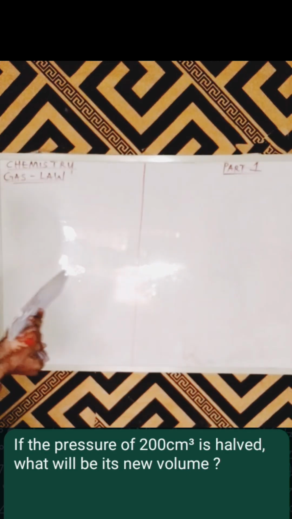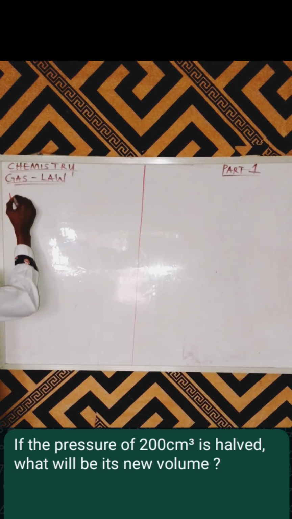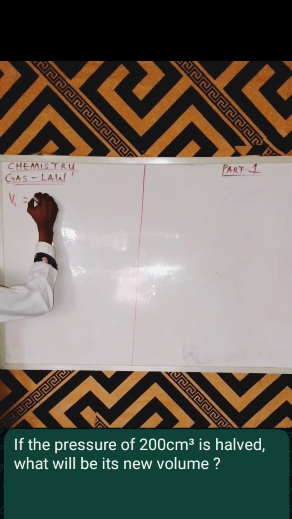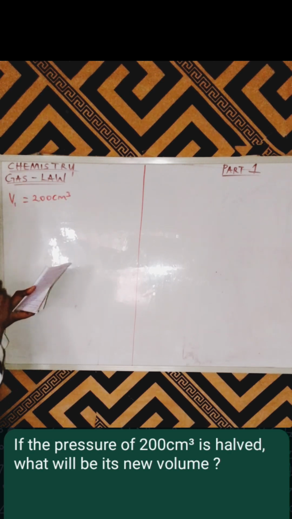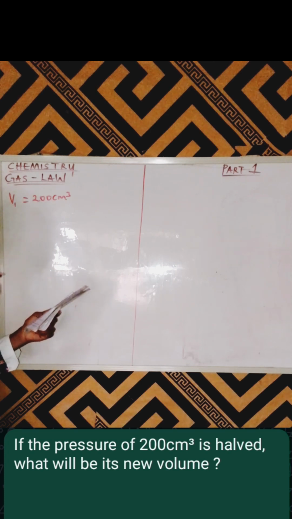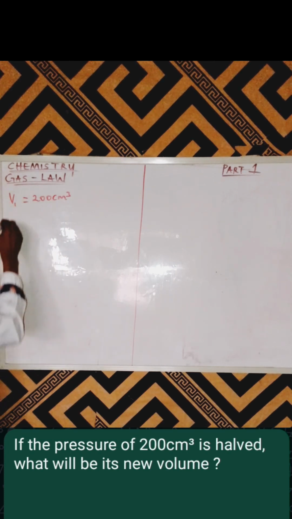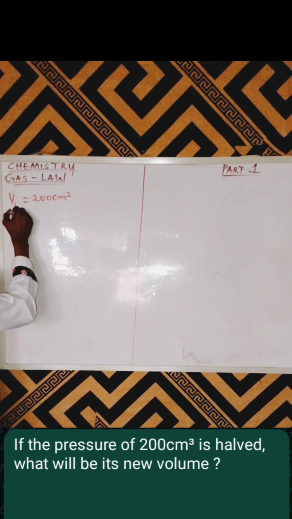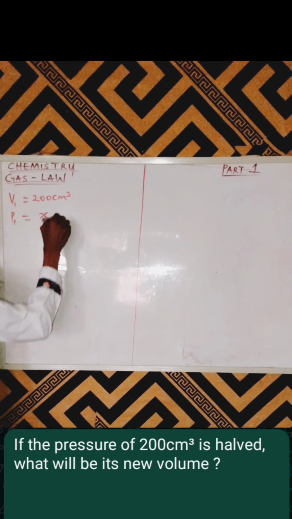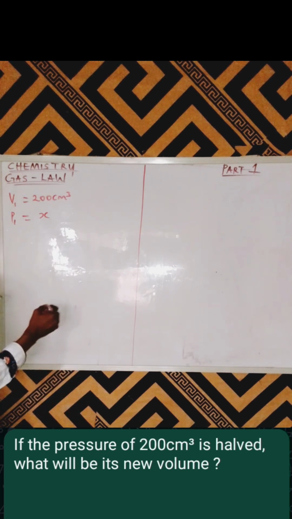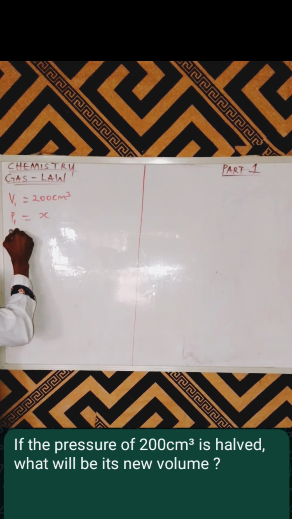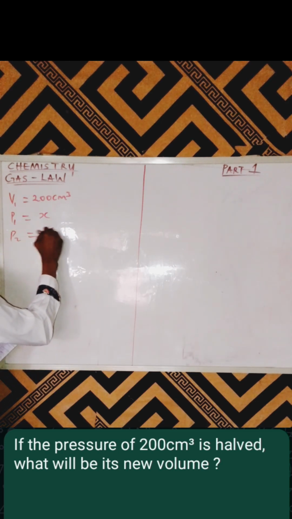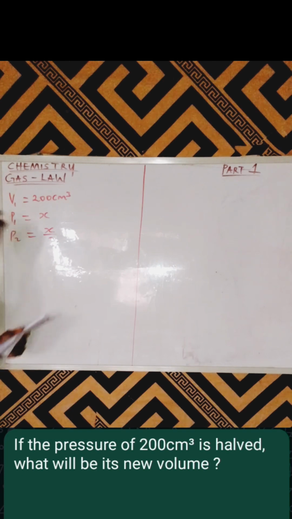Now listen. They said that the first volume V1 is what? 200 centimeter cube. Listen, understand the question. If the pressure of 200 centimeter cube is half, it means that the pressure, I just assume P1 is X, it is not given. And they say that P2 is half. The pressure is now half. So it means that P2 is going to be equal to half of what? Of P1.